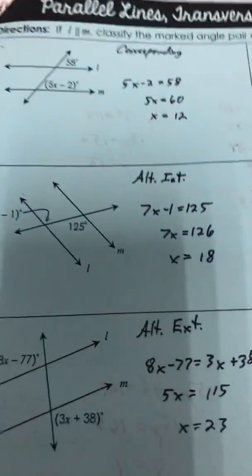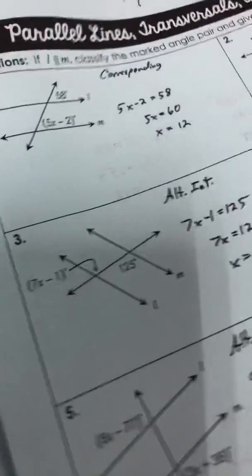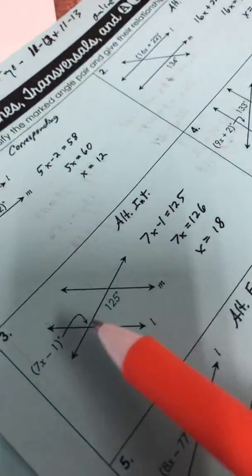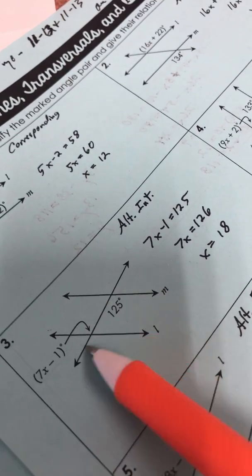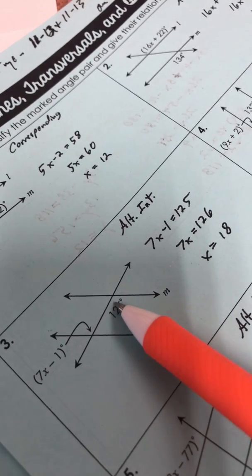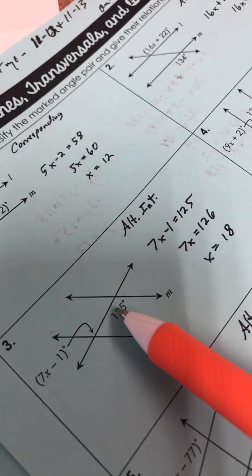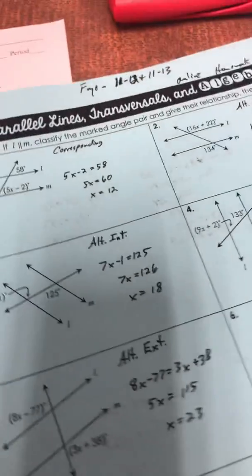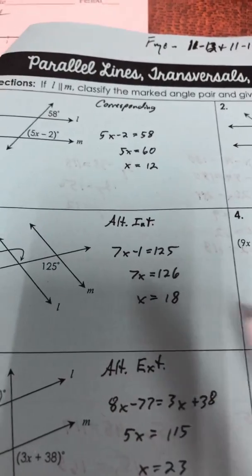For number 3, if you're considering it, maybe it helps you to turn the page a little bit. You can see that these are both on the inside of these parallel lines, so they're interior, and they're on opposite sides of the transversal. So they're alternate, so alternate interior. That means they're going to be equal to one another. And then I do my algebraic magic and I get X equals 18.